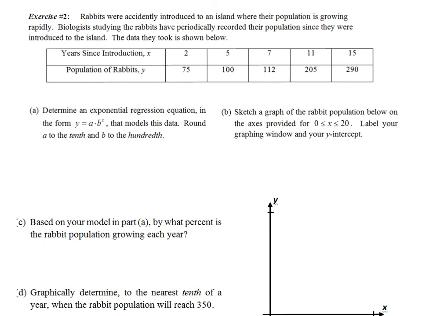Let's continue with exercise number 2, where we again have populations, but this time we've got rabbit populations. Rabbits were accidentally introduced to an island where their population is growing rapidly. Biologists studying the rabbits have periodically recorded their population since they were introduced to the island. Here's the data that they found.